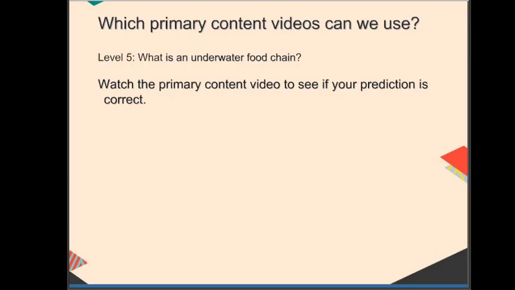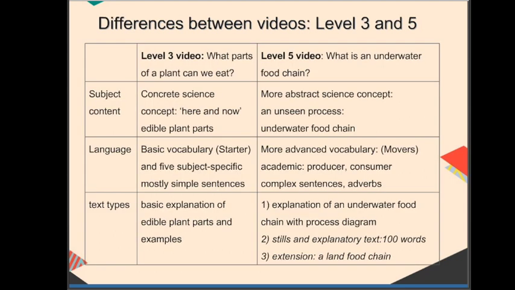Let's now look at some key differences and compare them with what you thought. So differences between videos level 3 and level 5. In the first row, we can see that the level 3 content video presents familiar everyday content related to the here and now of a child's world, while the level 5 video presents more challenging subject matter.